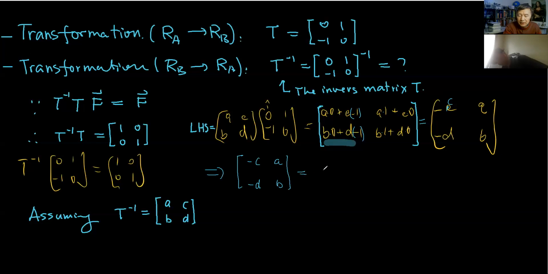So this must be equal to the right-hand side. The right-hand side is given: 1, 0, 0, 1. Is that simple? Yes. So what is A, B, C, D? What is A? What is B? What is C? What's D? Simple. Just comparing two sides.